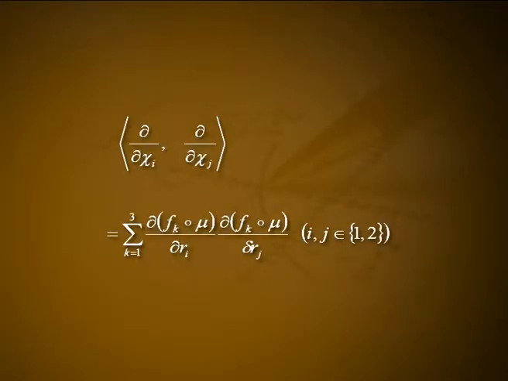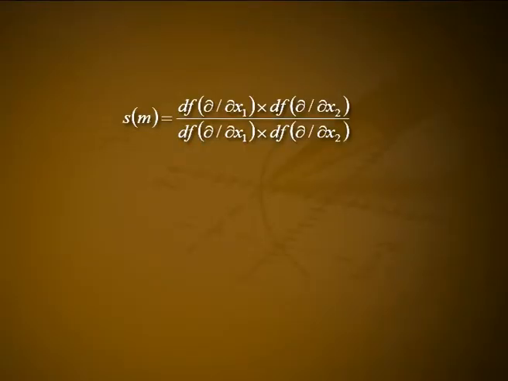The Riemannian structure on mu of U is then given by the inner product <dou by dou x_i, dou by dou x_j>, which is equal to the summation k equal to 1 to 3 of dou f_k composed with mu by dou R_i times dou f_k composed with mu by dou R_j, for i, j elements of the set {1, 2}.